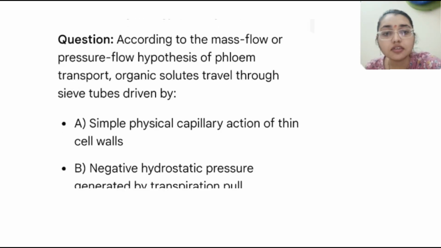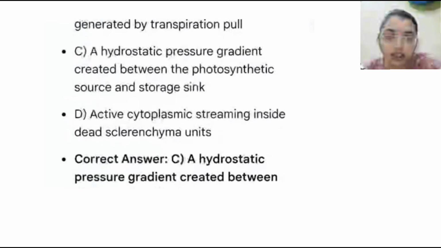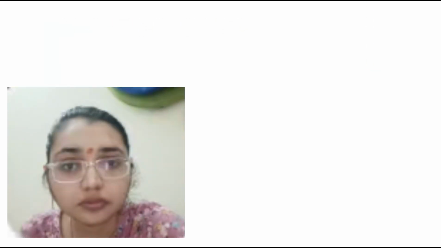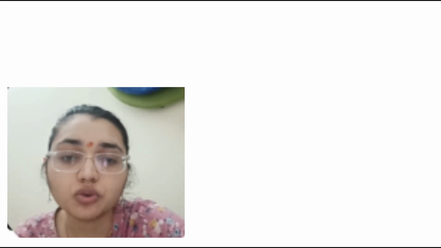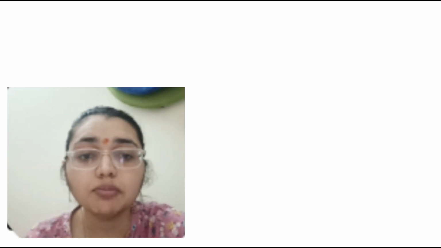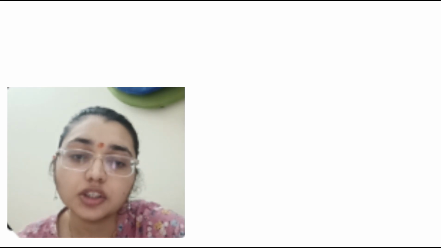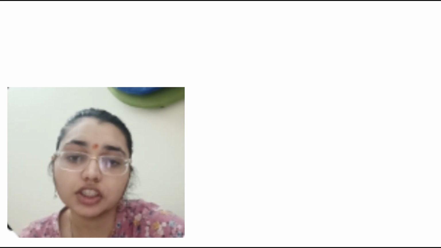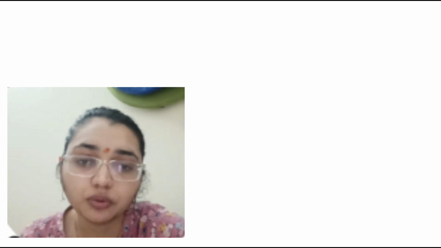According to the mass flow or pressure flow hypothesis of phloem transport, organic solutes travel through the sieve tube driven by a hydrostatic pressure gradient created between the photosynthetic source and storage sink. Active loading of sugar into the sieve tube at the source makes the cell hypertonic, drawing water in and creating a high turgor pressure. At the sink, the sugars are removed, lowering the turgor pressure, and this pressure difference drives the mass movement of sap through the phloem.